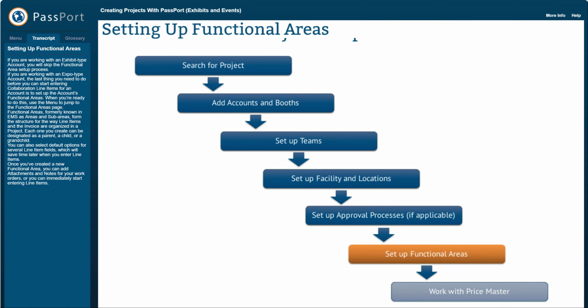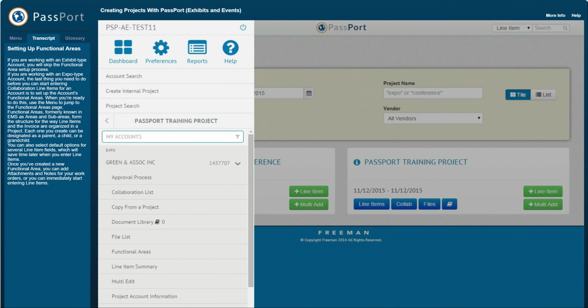If you are working with an exhibit type account, you will skip the Functional Area Setup process. If you are working with an Expo type account, the last thing you need to do before you can start entering collaboration line items for an account is to set up the account's functional areas. When you're ready to do this, use the menu to jump to the Functional Areas page.